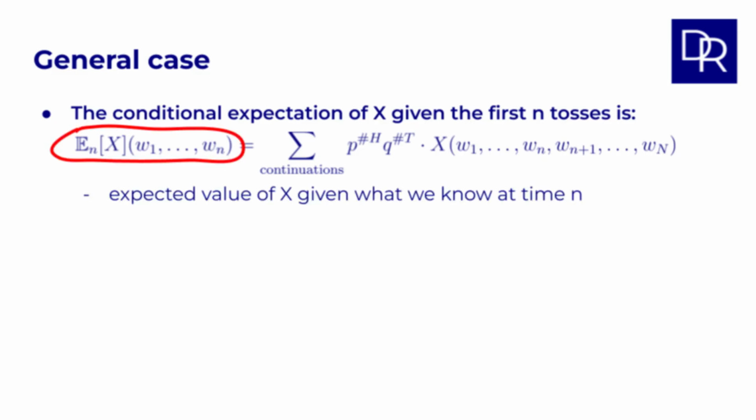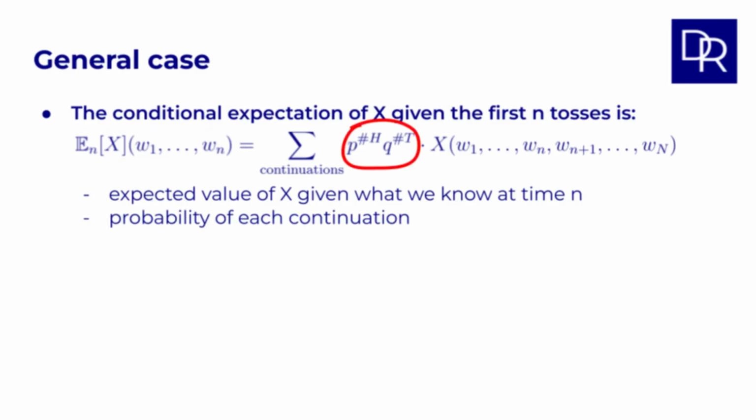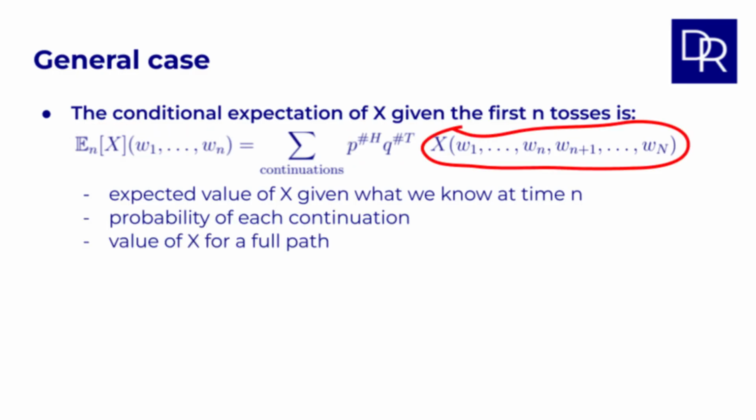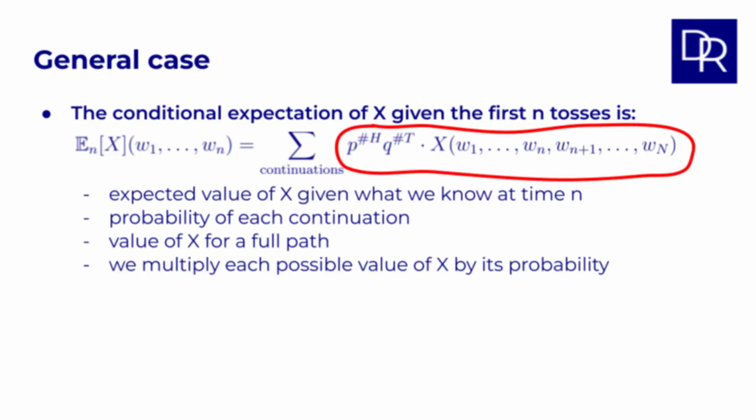Let's also break down the parts for this general case. The expected value of X, given what we know at time n. This is the probability of each continuation, and this is the value of the random variable X for a full path that starts with what we already know at time n and continues with a possible future. So we multiply each possible value of X by its probability.